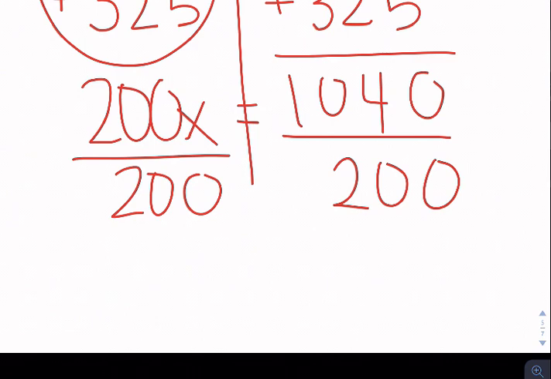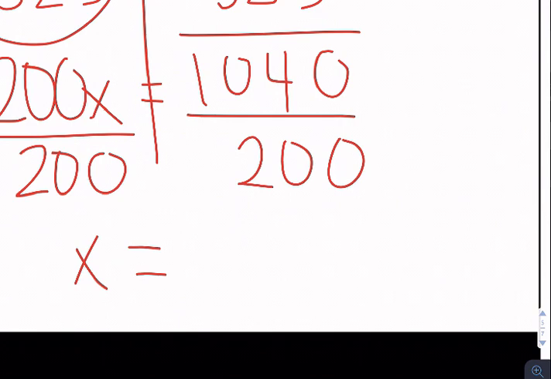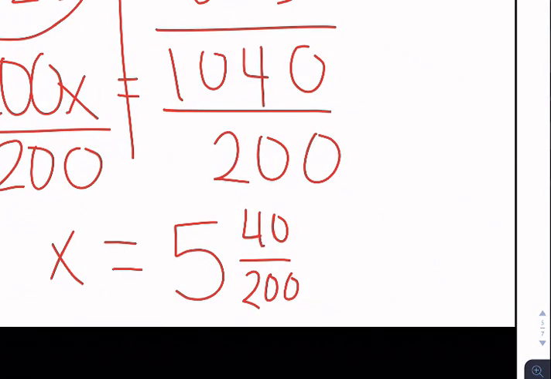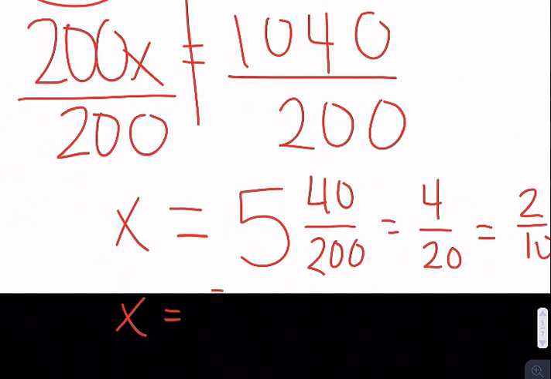200 goes into 1,000 5 times, and that would be 1,000. So I'd have 40 over 200 left, which is really 4 over 20, which is really 2/10. So x equals 5 and 2/10.